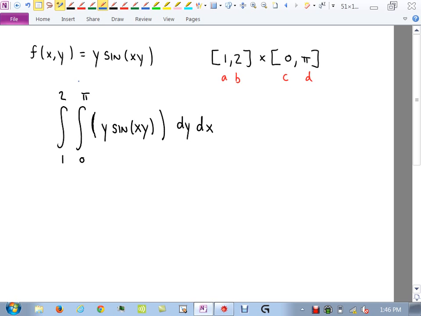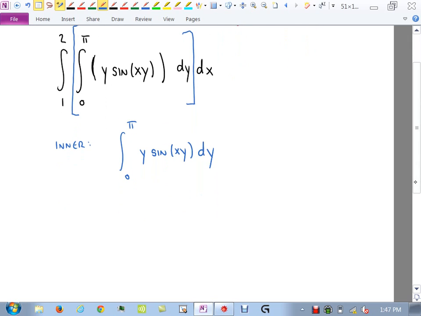That's exactly why I'm giving you this example. Let's see if it would have mattered, right? Okay, so if this is my inner integral, let me take a look at that inner one over here: integral from 0 to pi, y sine xy dy.